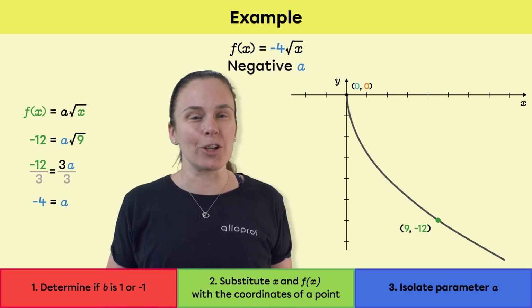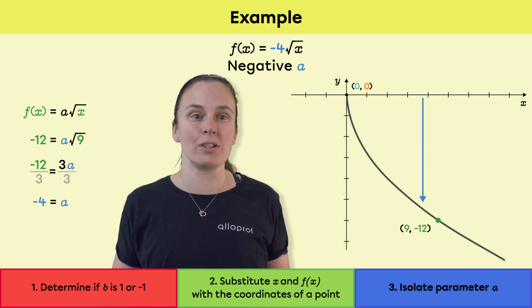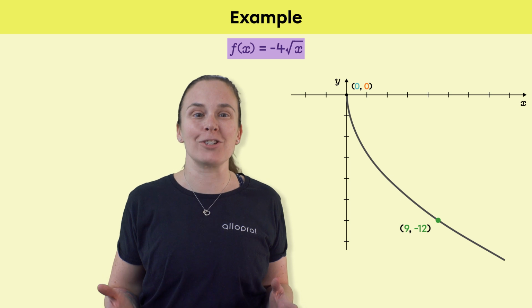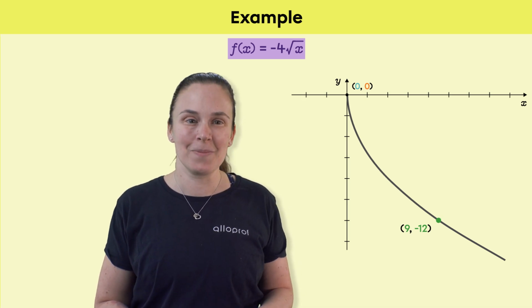Notice that the a value is negative. This is consistent with the graph since the graph shows the function defined below the vertex. Now we have the rule of the function, which is f of x equals -4 square root of x.